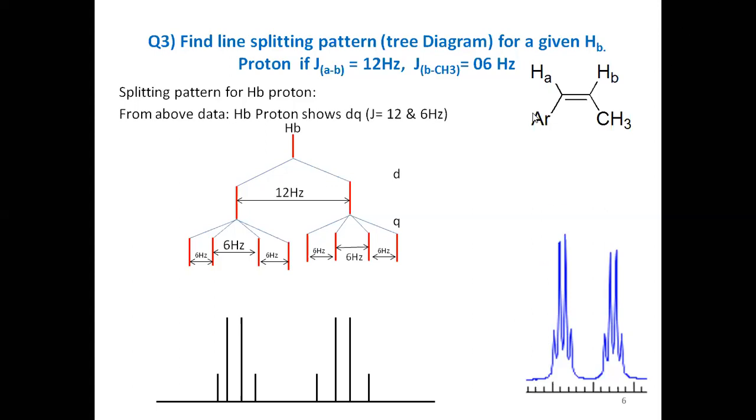So a question may ask like this: what is the splitting pattern, line intensity and line value of the given proton HB? Now if it is given that the value is 6 delta on 400 megahertz, what will be the line value? Can you calculate? Calculate on a page.